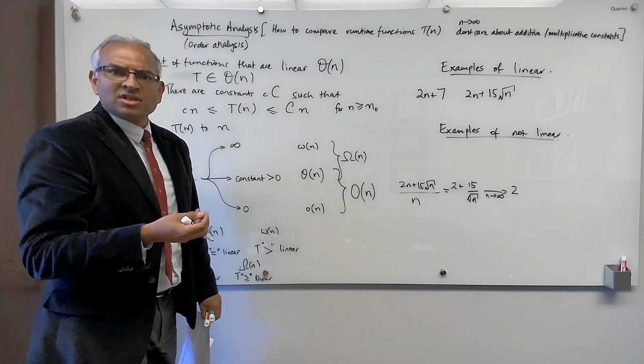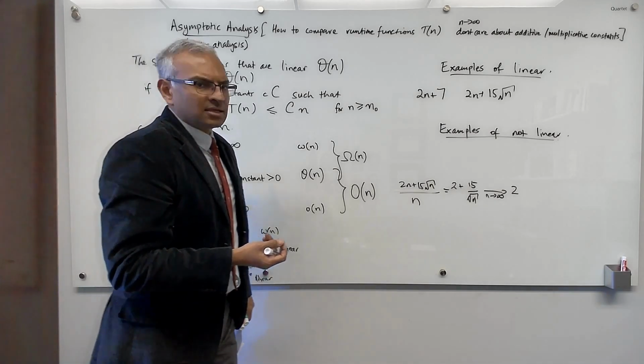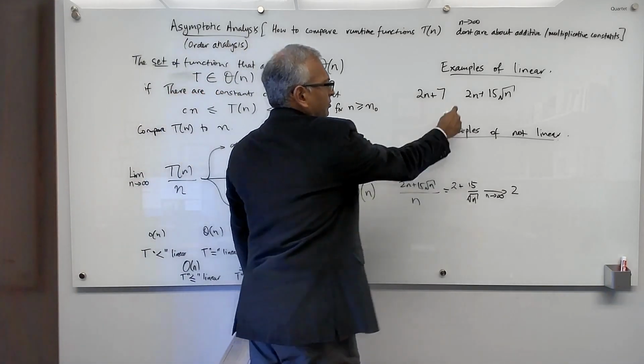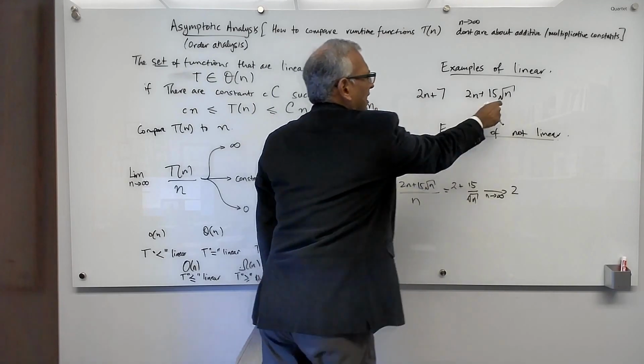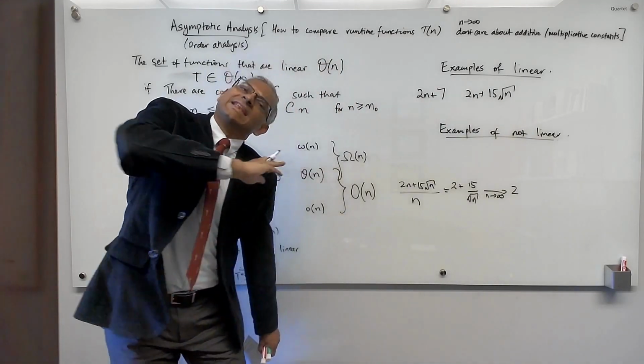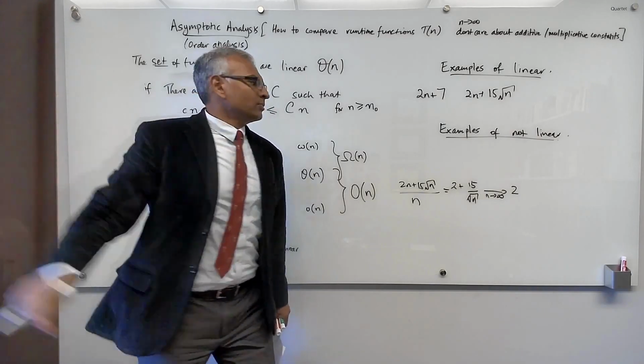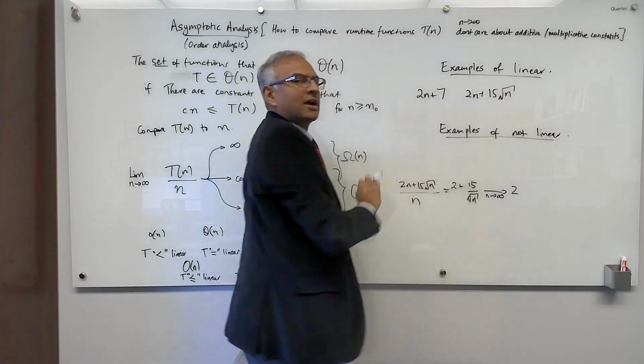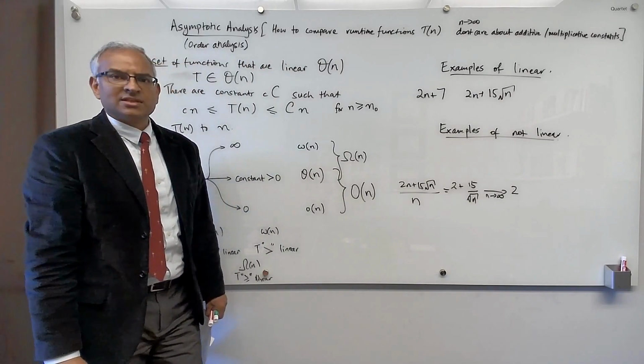And what's the essential idea here? The essential idea is that in 2n plus 15 root n, the root n term is negligible compared to the 2n term when n gets huge. So we can just ignore it, and then you have the linear part. So that's why we say it's linear.